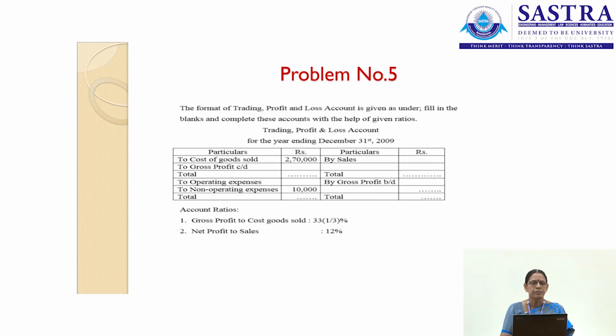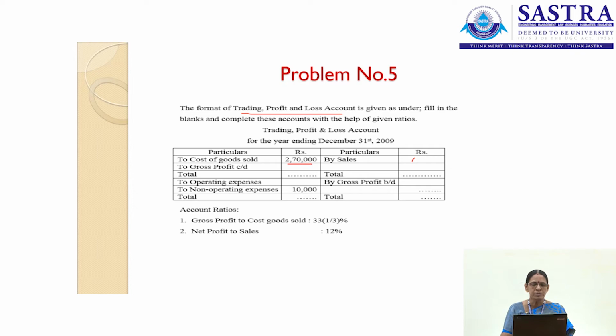Problem number 5. The format of the trading and profit and loss account is given as under. Fill in the blanks, complete these accounts with the help of the given ratios. So we have a specimen of a trading and P&L account for the year ended 31st December 2009. Cost of goods sold is 2,70,000. We have to find out gross profit, sales. Then with the gross profit and sales, we can arrive at the total of your trading account.